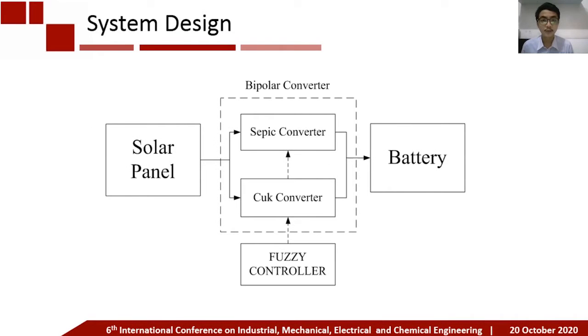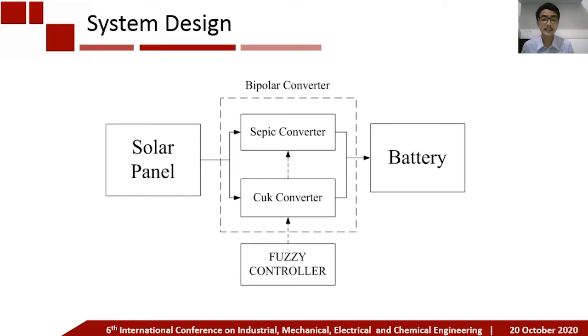System design. The following is the design of a system that has been carried out in this research. There is a solar cell. I use a solar cell with specification 2 by 100 watt peak with a parallel configuration, producing an output voltage of 17.5 volt. Then the output voltage from the solar cell will be input for bipolar converter, the Sepic converter and Cuk converter. The output of the converter produces a voltage of 13.8 volt which is used for the battery charging process. The control used is the fuzzy logic controller.